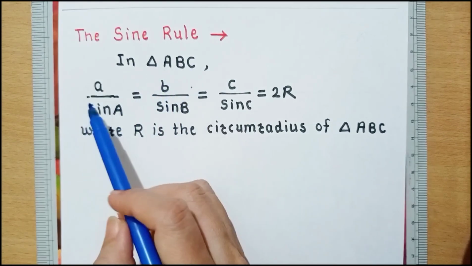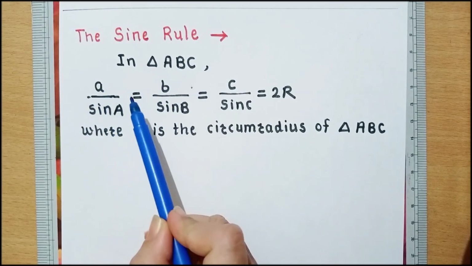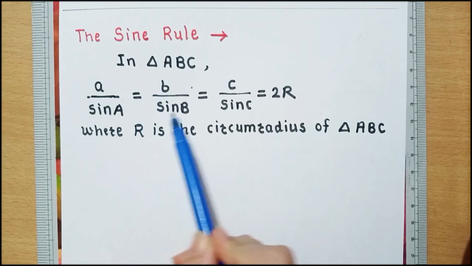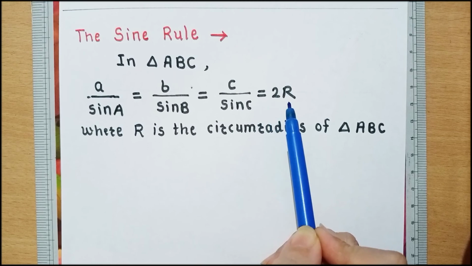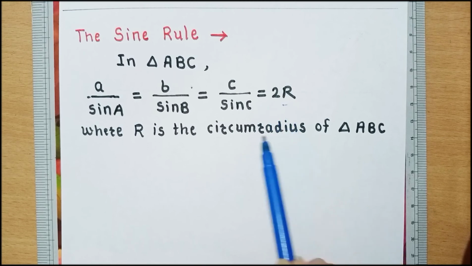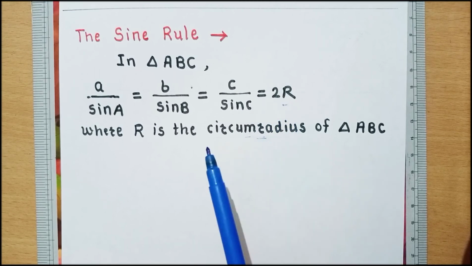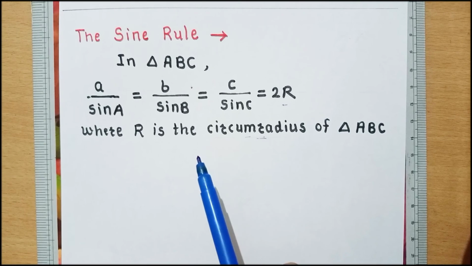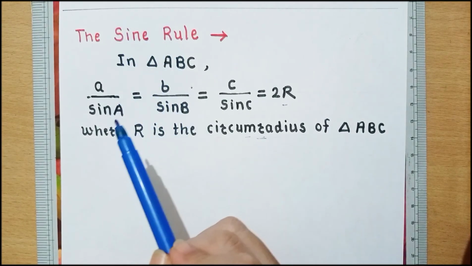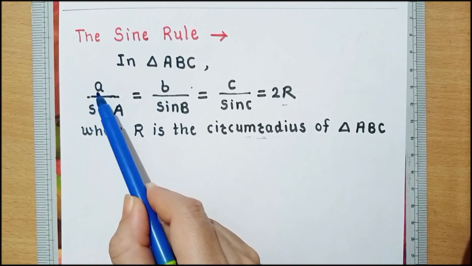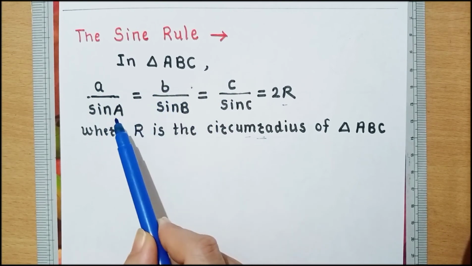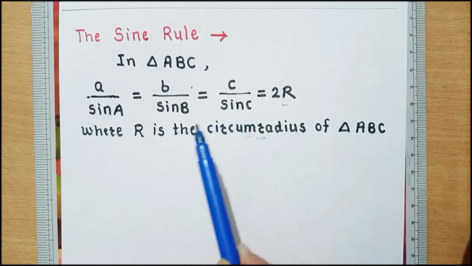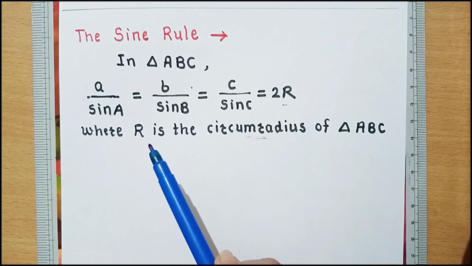In triangle ABC, a upon sin A equal to b upon sin B equal to c upon sin C equal to twice R, where this R is the circumradius of triangle ABC. Now in the above notations we have seen that small a, b, c are lengths of the sides and capital A, B, C are angles of the triangle.